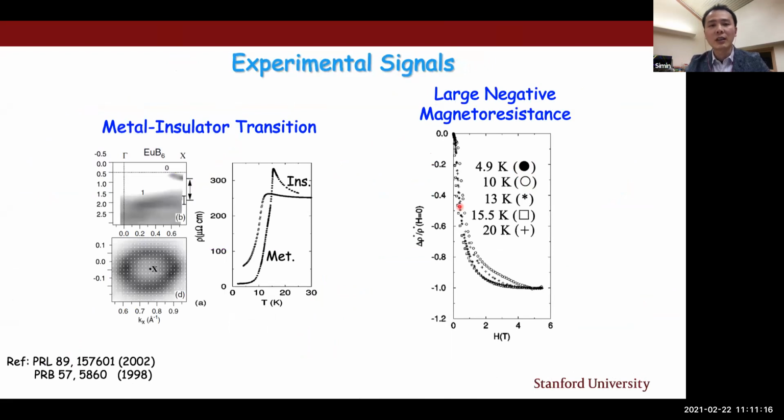Okay, we also found some experimental signals of the non-trivial phases in europium boride. The ARPES measurement found a hybridization gap in the ferromagnetic europium boride. The transport measurement found an insulator to metal transition, which are consistent with our calculations. More interestingly, the large negative magnetoresistance is also found in this material. So it is promising to observe the non-trivial properties in this material.